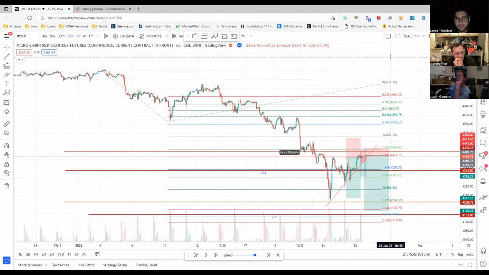So that's how Martin likes to play a lot of things. He'll wait for this 2 wave like this, and then he'll try and catch this. See how this is like a flag, like an obvious flag.